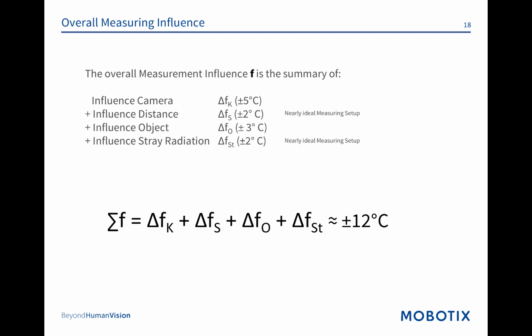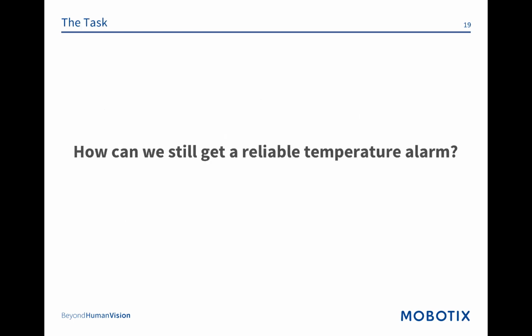This means we cannot really say that we can use this value to measure very small differences. But this is now the task: we want to get an alarm if there is a temperature that is too high. And this is now the question: how can we still get a reliable temperature alarm? Of course, we also need to think first about our influences.